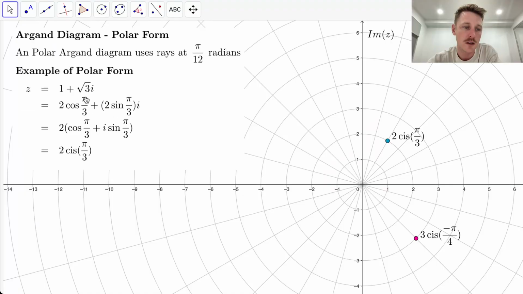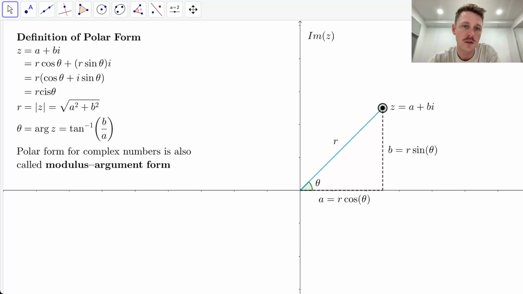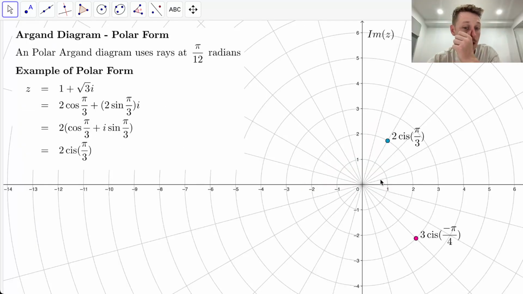And similarly, this pi on 3 has come from here, tan inverse of opposite over adjacent. So tan inverse of root 3, because it's root 3 divided by 1, which is just root 3. Tan inverse of root 3 is pi on 3. So we end up with 2 cos of pi on 3 plus i sine of pi on 3, which we shorten to 2 cis pi on 3. Okay, and so that's this example here, that's this point, and here's just another example.